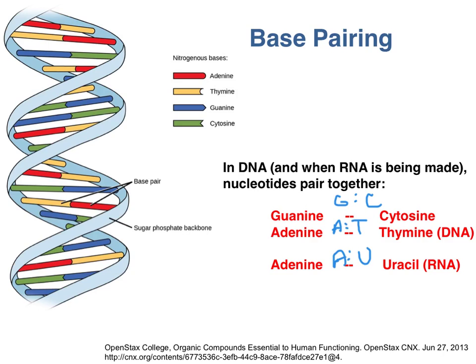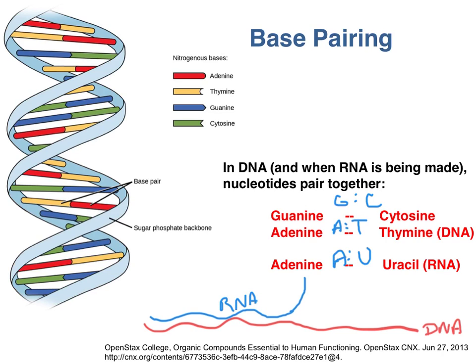Base pairing is what holds the two strands of DNA together. And you also have base pairing when RNA is being made. So in the process of making RNA, you have a brief moment where you have the DNA strand paired up with the RNA strand. And this is a situation where you might have adenine in DNA paired up with a uracil in RNA.